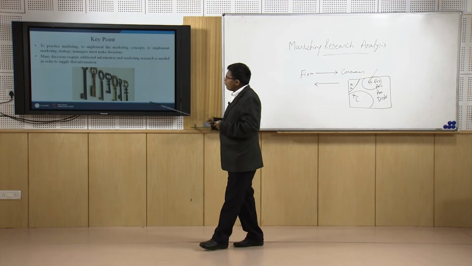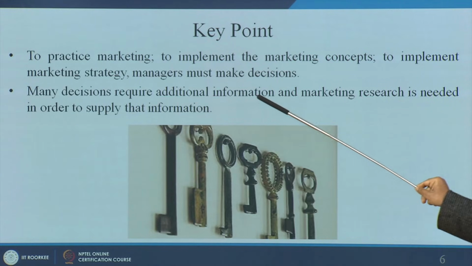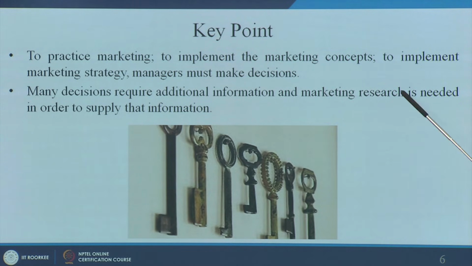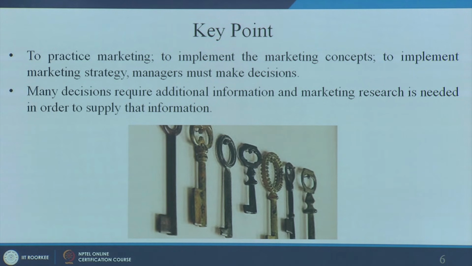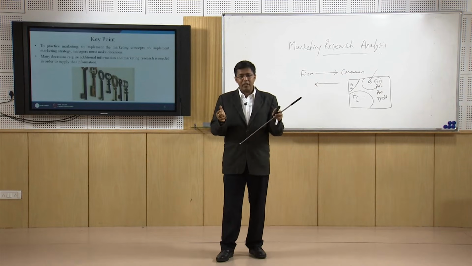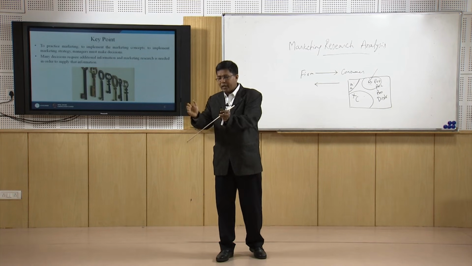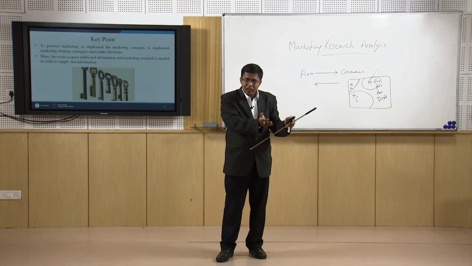What is the whole process behind it? If you look at this line, many decisions require additional information, and marketing research is needed in order to supply that information. That means you require information to know how one can do better in a particular market, or do better for a particular kind of customers, right.